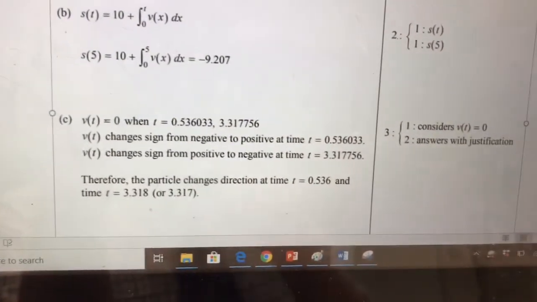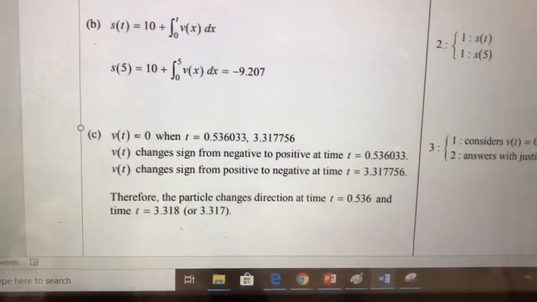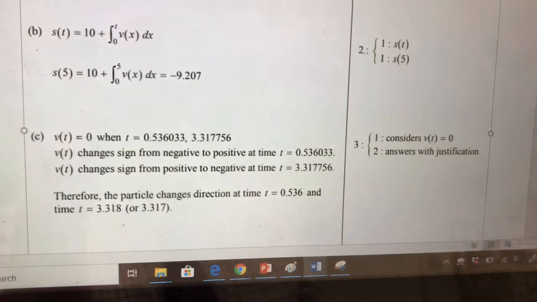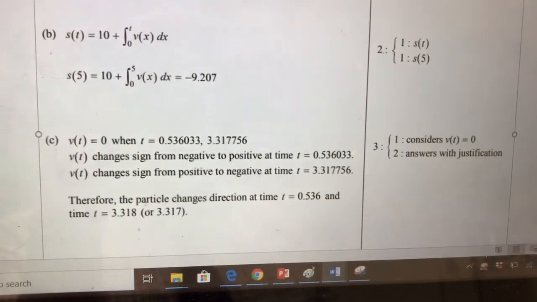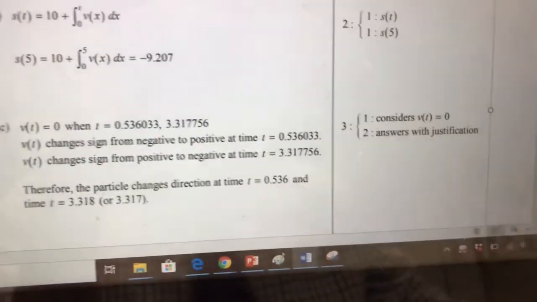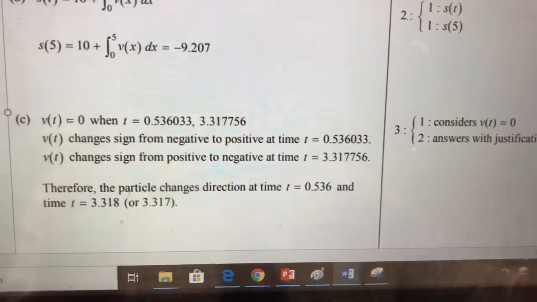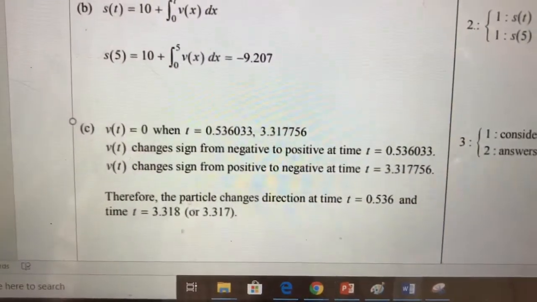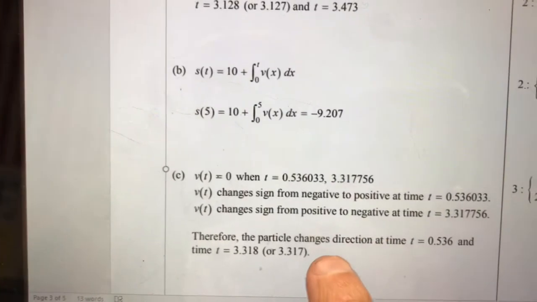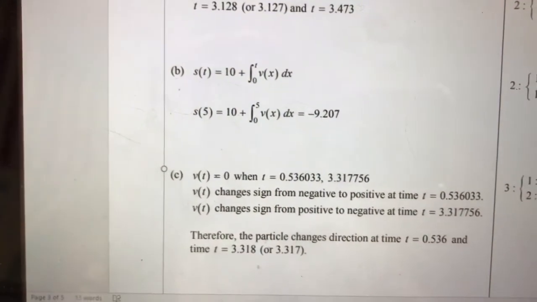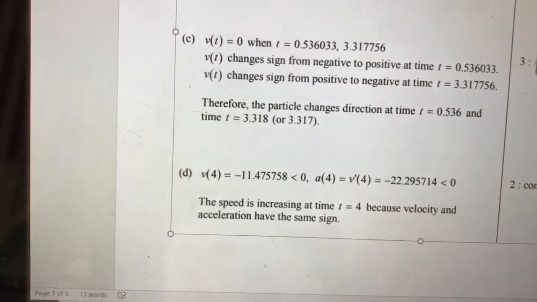Okay, part C, I think those were the 2 values I had. And notice it just says the velocity changes sign from negative to positive at those times. And again, I think you should set the velocity equal to 0. Notice they do give you a point there for saying that you're setting the velocity equal to 0. And then you get 2 additional points for those explanations. So again, it's nice if you can summarize it and explain it like this, which is very good. Okay, part D, notice they just found v of 4, and it was negative.